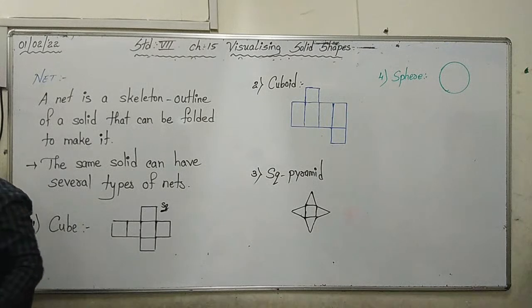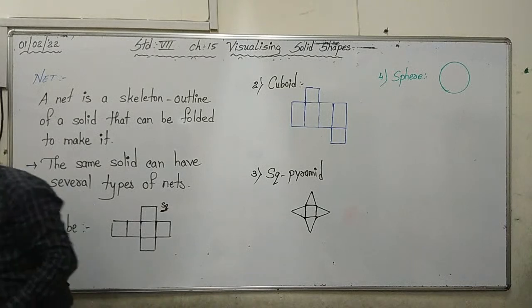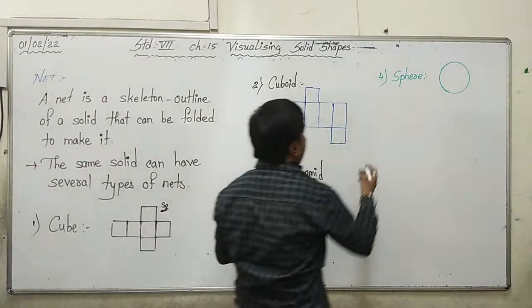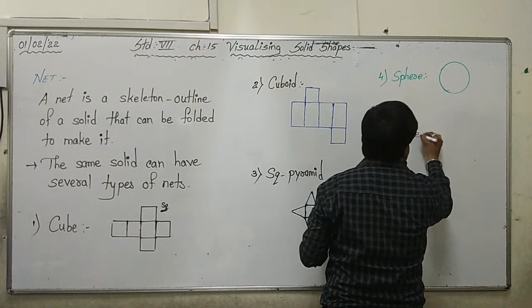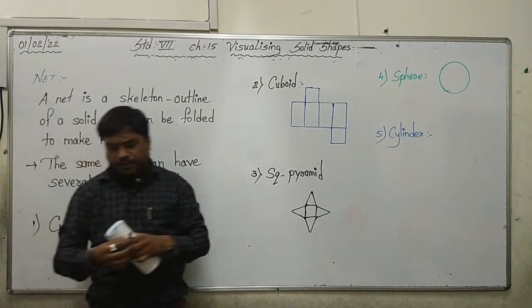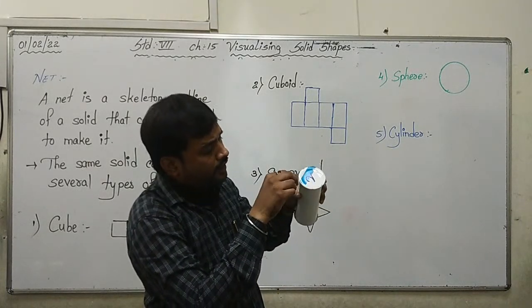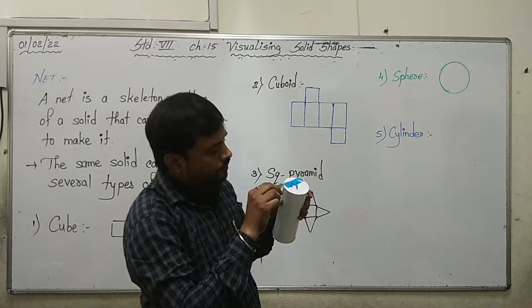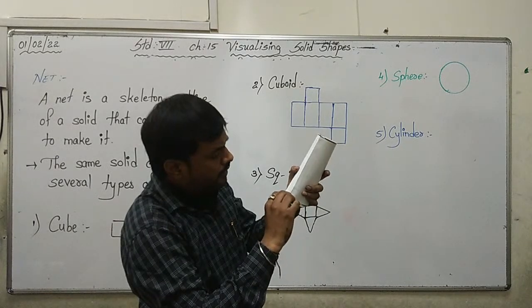Then let's talk about the fifth one, cylinder. Let's cut it. So first I am going to cut the open surface. Then I am going to cut the lower surface.